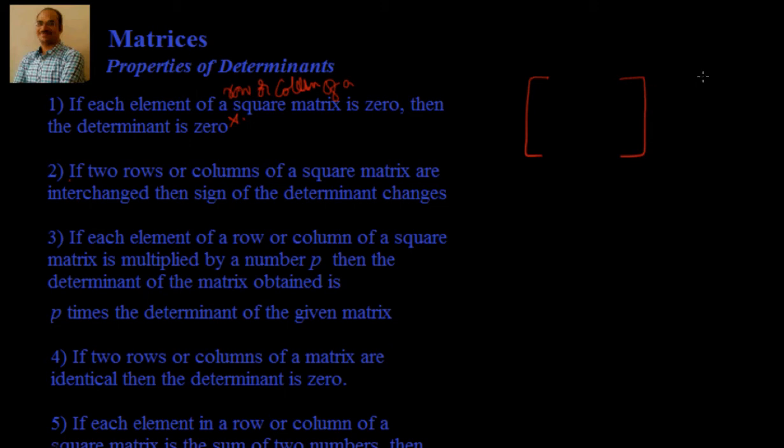We will take a matrix, try to swap rows or columns, and see how the values change. Let us say the matrix A has elements A11, A12, A13 in the first row, A21, A22, A23 in the second row, and the third row is A31, A32, A33.